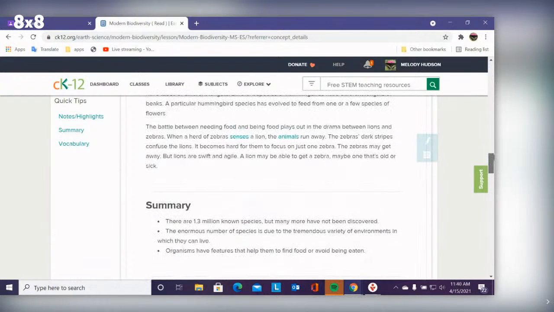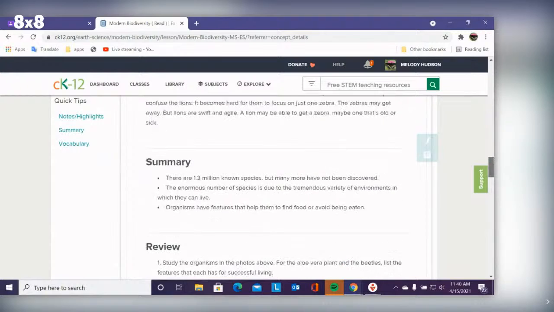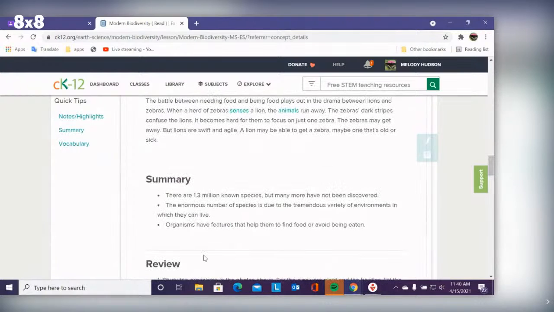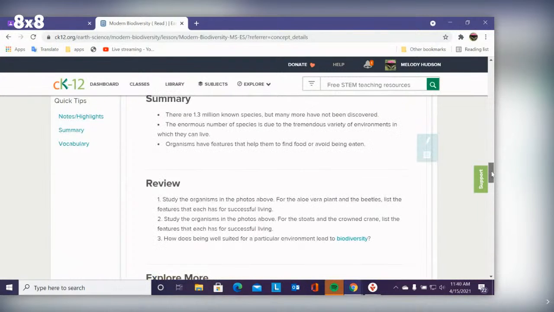So we have looked at, let's review, and this is it. There are 1.3 million known species, but many more have not been discovered. The enormous number of species is due to the tremendous variety of environments in which they live, and organisms have features to help them to find food or avoid being eaten.